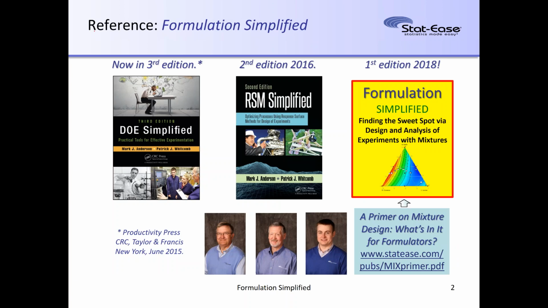To begin with, I would like to point out that we have a new reference coming out called Formulation Simplified in 2018 from Taylor and Francis under their CRC imprint from Productivity Press publishers in New York City. This will round out a trio that began with DOE Simplified, first published in 1999, now in third edition, that covers the basics of process screening and characterization, mainly two-level factorial designs, and then moved on to the next level, which is Response Surface Methods, or RSM, simplified for process optimization. That now is in second edition.